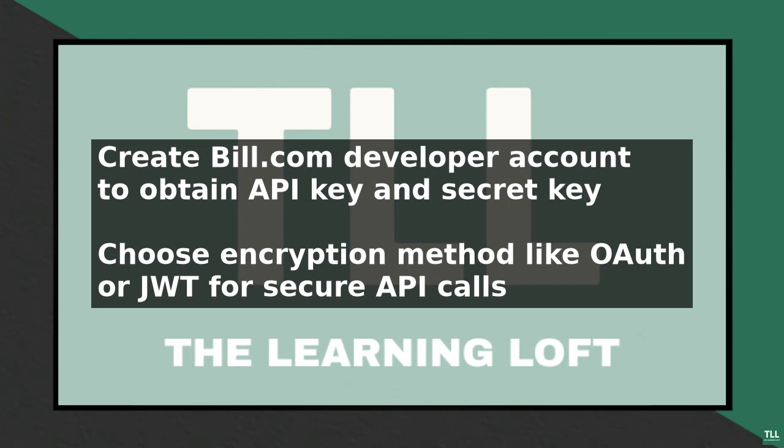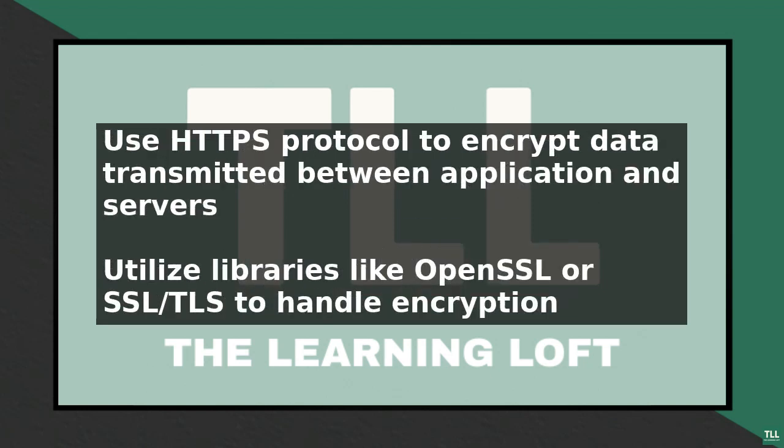Next, you need to choose an encryption method, such as OAuth or JWT, to secure your API calls. OAuth is a widely used authorization framework that provides secure access to protected resources. To implement OAuth, you must register your application on the Bill.com developer portal and obtain a client ID and client secret. After obtaining the necessary credentials, you can start making API requests to the Bill.com platform.